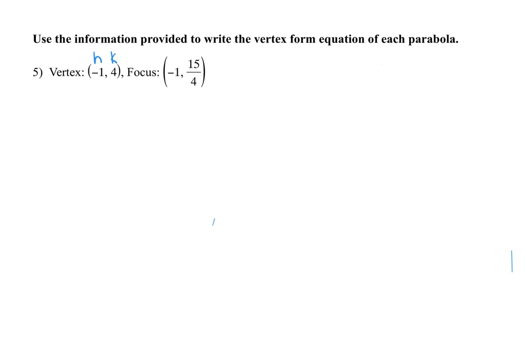From there, my focus tells you which way it's going. Which way is this going? Up and down or left and right? Well, my y value, my vertical value is moving, so it is moving vertically. So I know that this is going to be a y equals a x minus h quantity squared plus k.